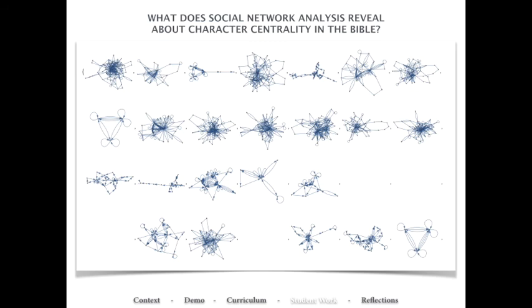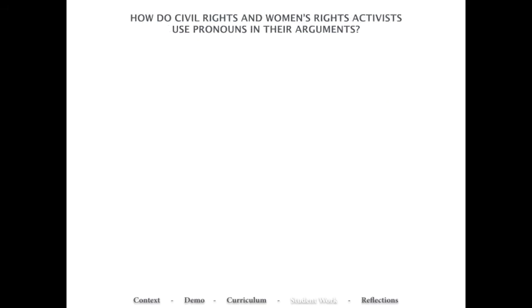A third student looked at speeches by women's rights activists and civil rights activists and looked at their use of pronouns and said, what pronouns are most common in their speeches? They, them, or there would say that the speech focuses on whoever the other is. We, us, or our focuses on the common experience of the people listening to the speech. I, me, or my focuses on the speaker's story or thoughts.